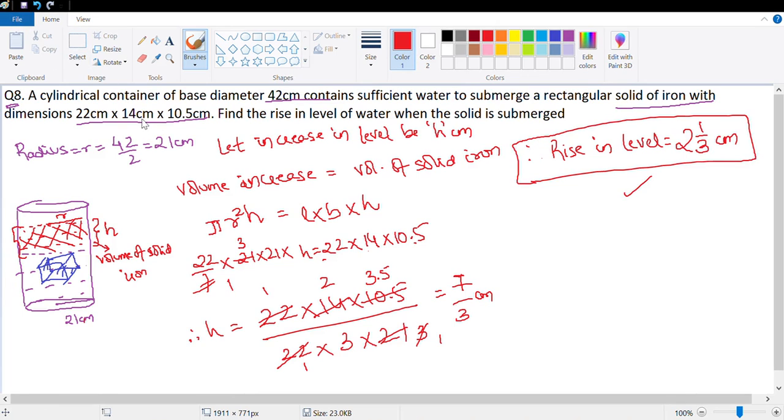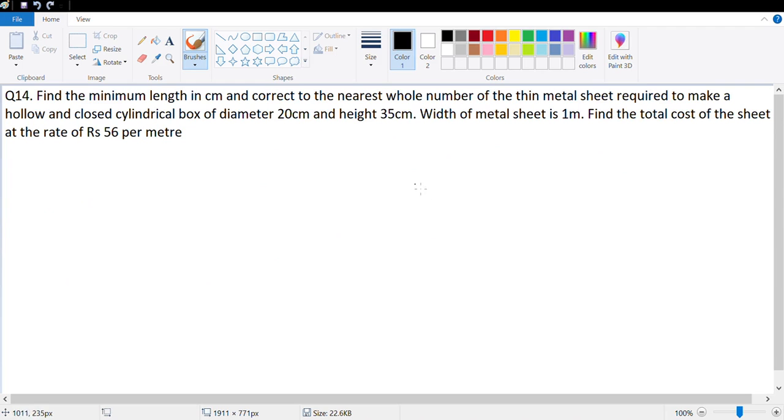Let's look at the next question. The next question that we do is question number 14. Question number 14 says find the minimum length in centimeter and correct to the nearest whole number of the thin metal sheet required to make a hollow and closed cylindrical box of diameter 20 and height 35. So height is given equal to 35 centimeter. Radius is given equal to 20 upon 2, which is 10 centimeter.